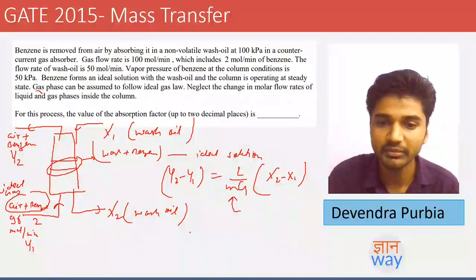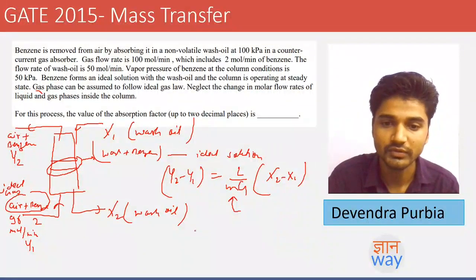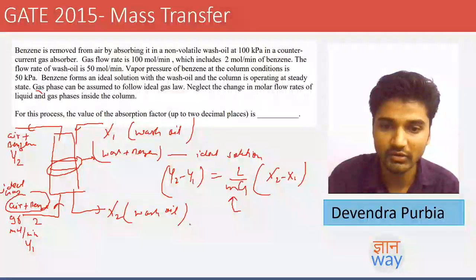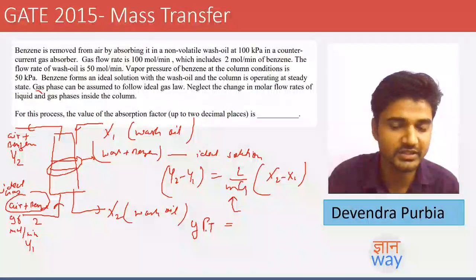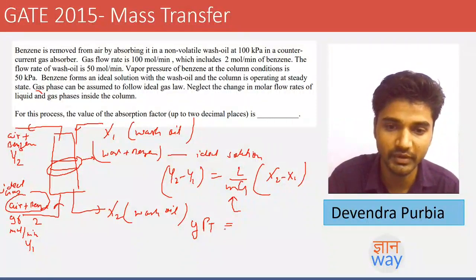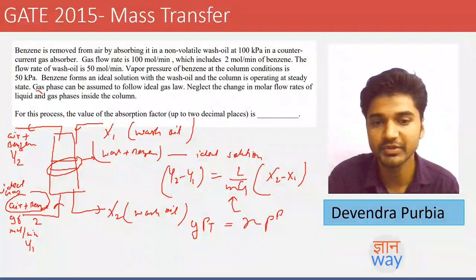generate that at equilibrium, it follows Raoult's law. So we will write Raoult's law as y times P total, where P is the total pressure and y is the fraction of benzene in vapor, equals x times P_B, the vapor pressure of B.